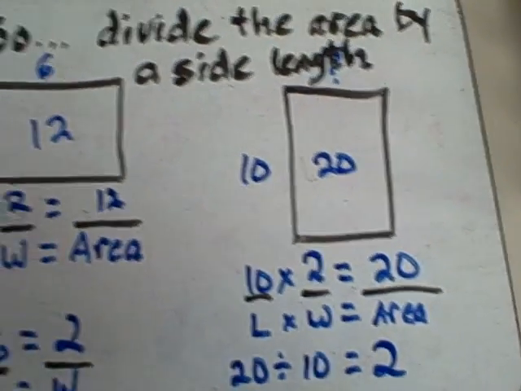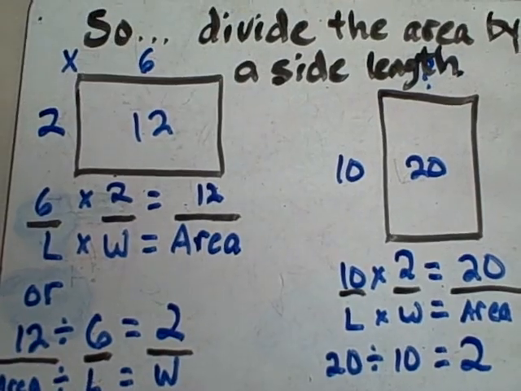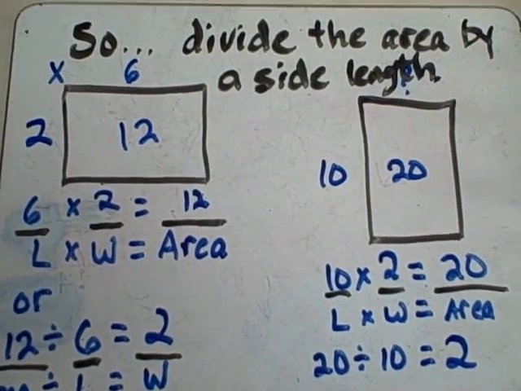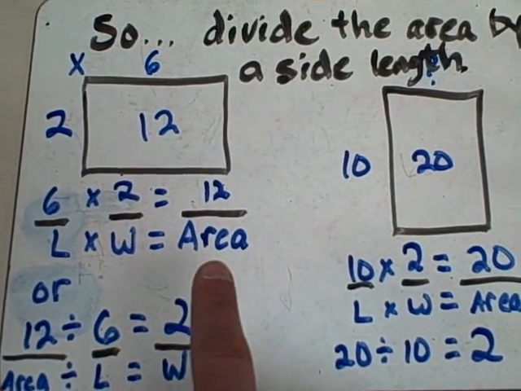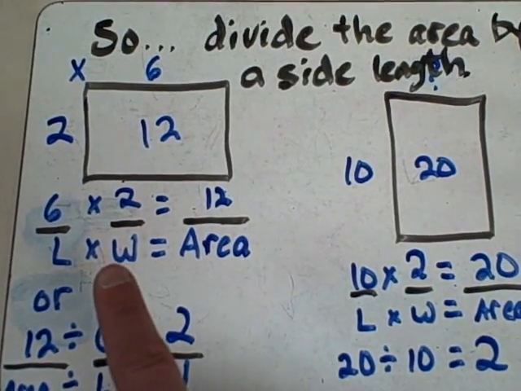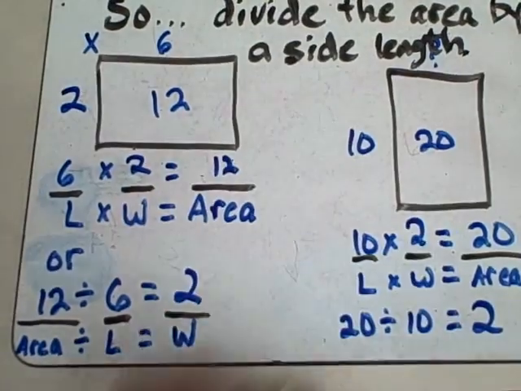Okay, so the lesson today is, if you know the area and you know a length, you can find the width because you know the equation to find area. And the opposite of multiplication is division, so you just do a turnaround.